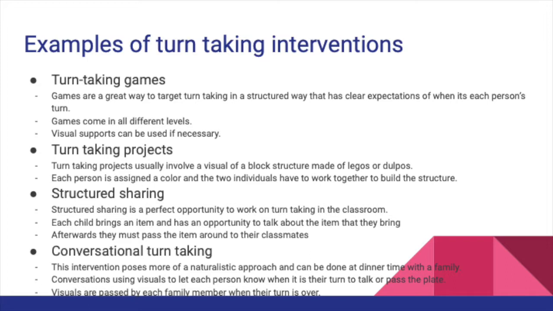And then the last one is kind of a more naturalistic approach, which is conversational turn-taking. This is kind of one of the ultimate goals of why we work on turn-taking. So basically, if you're eating dinner with your family, taking turns sharing something with the family, you can use visuals for that as well. You can pass them to each family member to let them know, hey, your turn's over. So this one might be a little bit harder to do with someone who is lower functioning, but I thought it was a good way to naturalistically approach that.